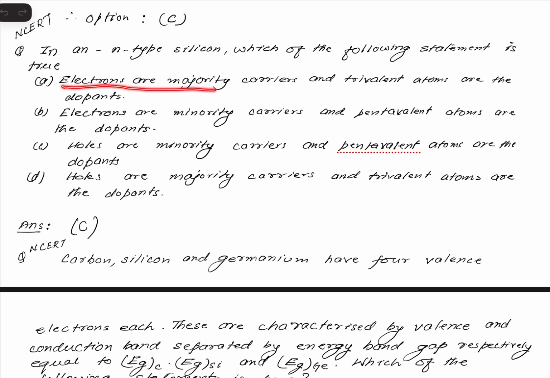Electrons are majority. Yes. Trivalent atoms are dopant. No, not trivalent. It is basically pentavalent. Correct? Electrons are minority. No. Holes are minority. Yes. Pentavalent atom? Yes. So option C is the answer.